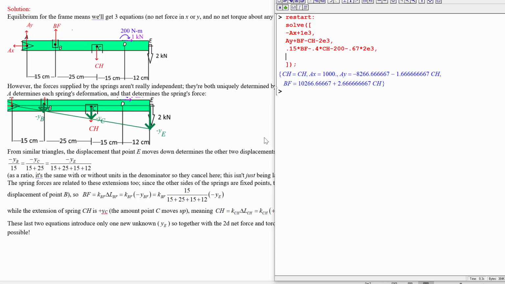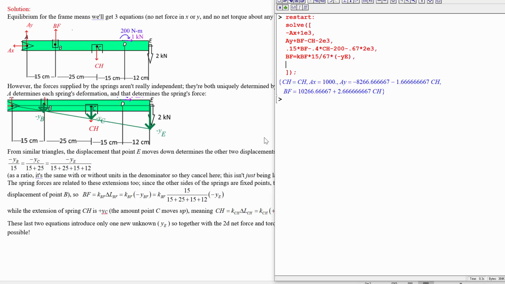the displacement of point E. So those were that BF is equal to KBF, and we'll have to tell Maple what that is, KBF times 15 over 15, well, this one's 67, we just figured out, right? Times negative YE. And the other one is CH is equal to KCH times 40 over 67 times positive YE. Right. Now we just need to put in those spring constants.